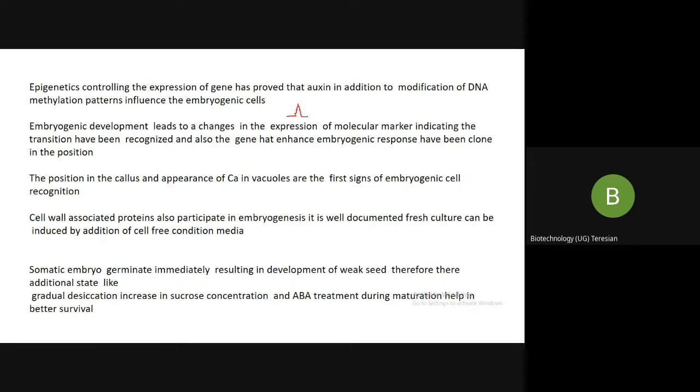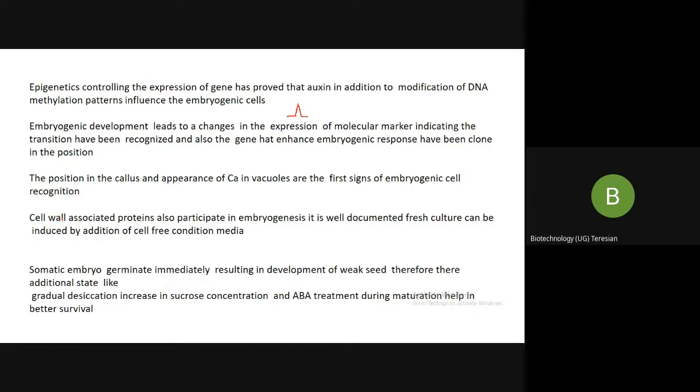From your somatic cells to somatic embryo, there has occurred a transition, and there is a molecular marker to indicate that this type of change has occurred in your embryo, I mean the somatic cells to embryogenesis formation. Also, the position in the callus and the appearance of calcium in the vacuoles are the first sign of embryogenic cell recognition. So, where is the callus? What is the position of the callus?